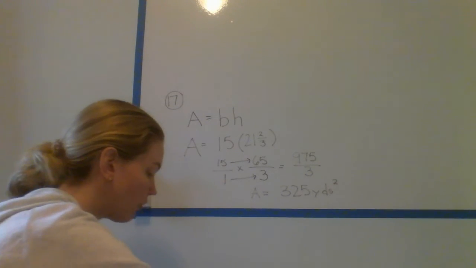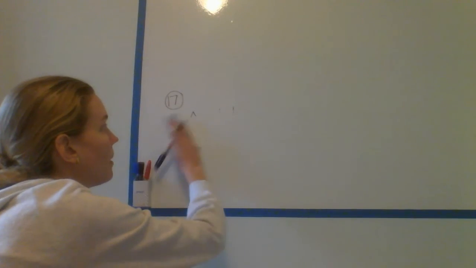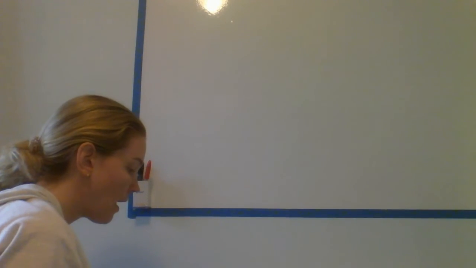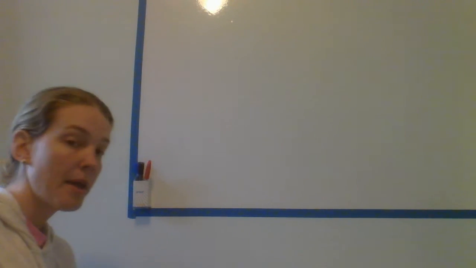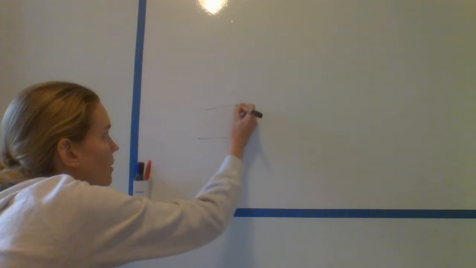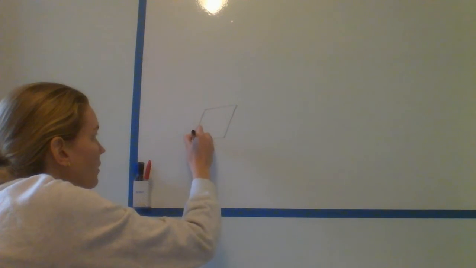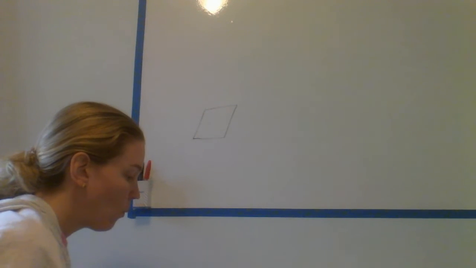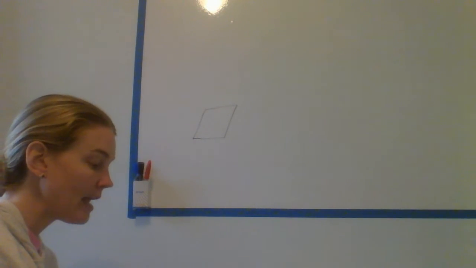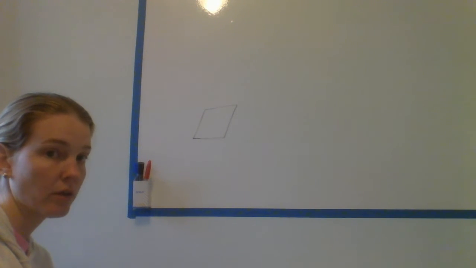For number 20, you're actually drawing and labeling your own figure, which is pretty cool because you can come up with some on your own. So this is, again, number 20. And you have to draw a parallelogram, okay? So you could just start off by drawing a parallelogram, right? Two sets of parallel sides, with an equal base and height. But the area has to be greater than 64 square meters.